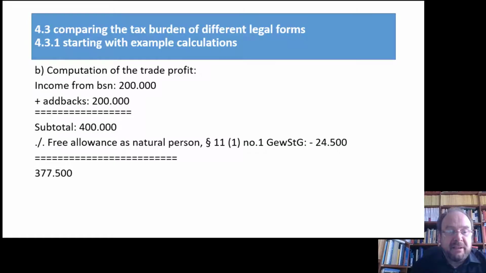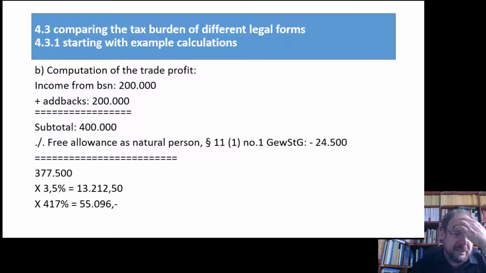And now we get a free allowance because we are speaking here still about the natural person. So we end up with 3,500. Then this is taken times 3.5%. The result is 13,212.50. And this will be multiplied by the city multiplier, so 417%. So the total trade tax will be 55,096.